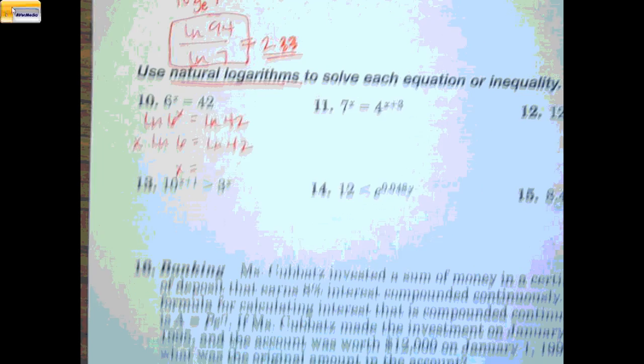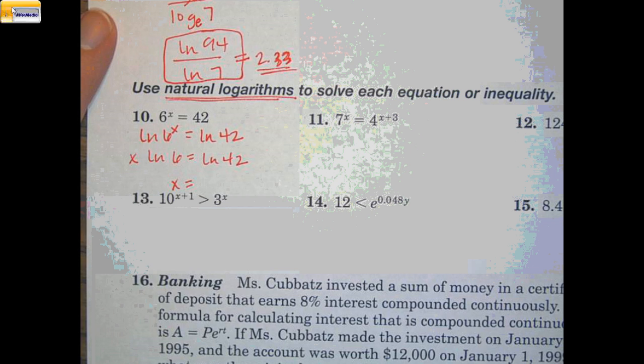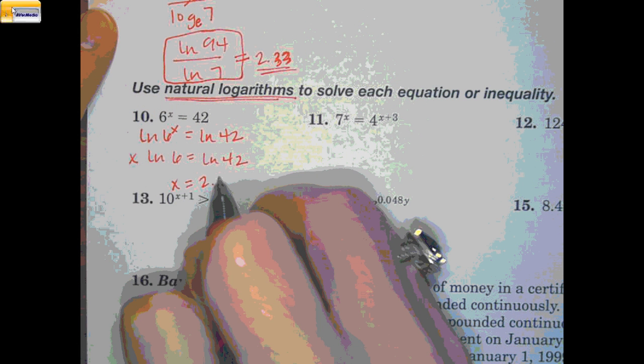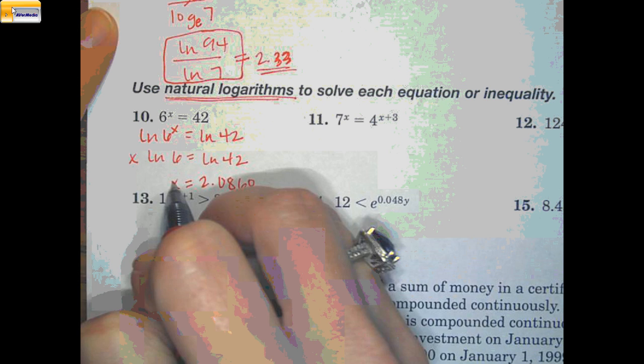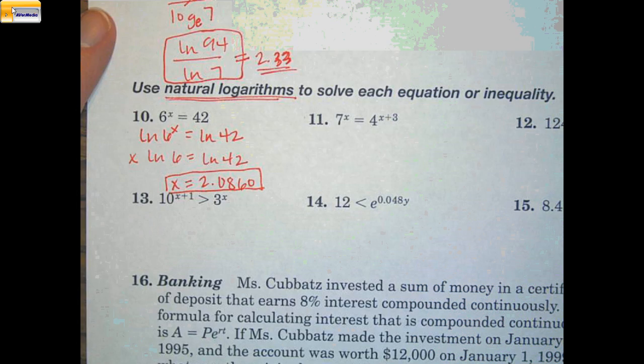Oh, I forgot to evaluate this guy on the top. I'm sorry. That answer was 2.33. Sorry about that. What did you guys get on this number 10? Yep, 2.08, and if we kept going, it'd be like 60 or something like that. So there's x. Questions on that one? Everybody okay?